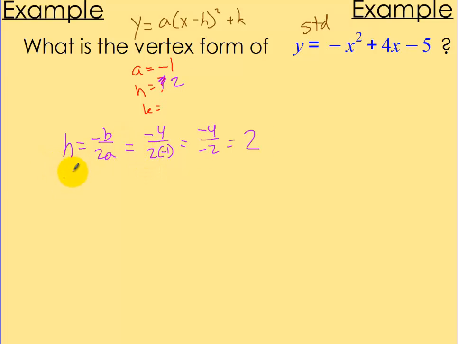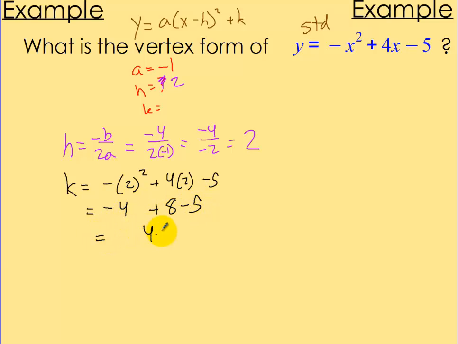Now to figure out the k, you just got to plug in the x coordinate of the vertex, and the k is the y coordinate of the vertex. So in this case, I'm going to write k equals -2 squared plus 4 times 2 minus 5. Careful with that negative sign because the negative's not being squared. So it comes out to -4 plus 8 minus 5, which is 4 minus 5, which is going to be -1. So my k is -1.